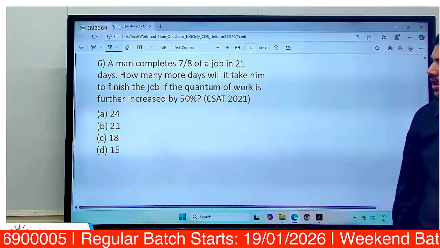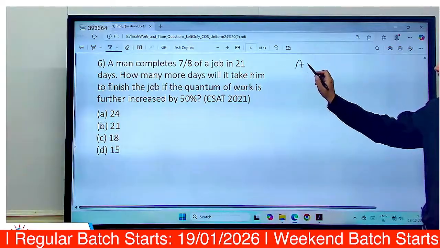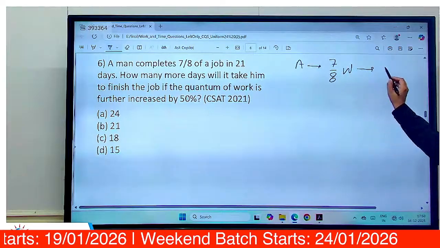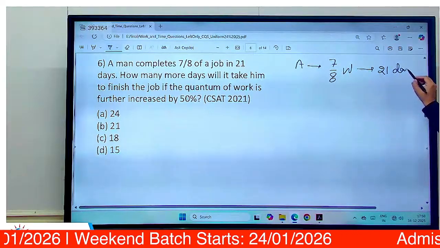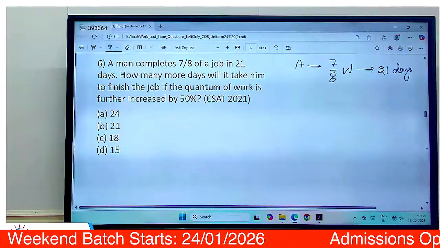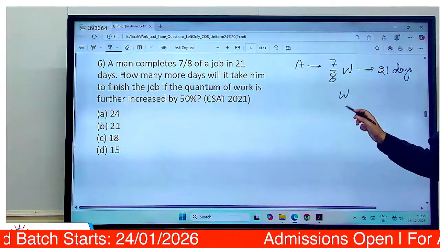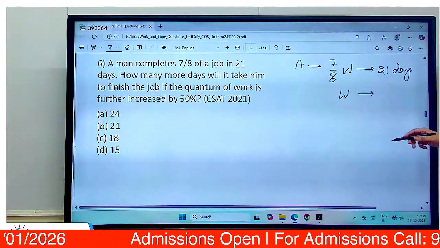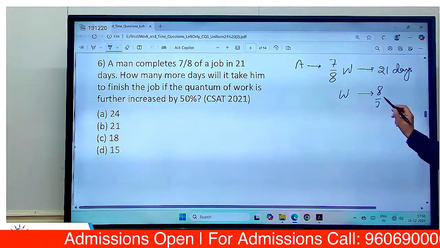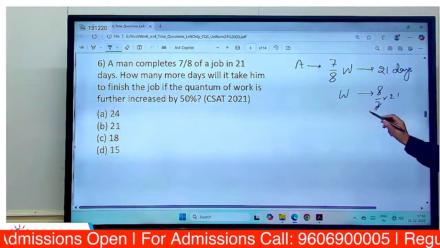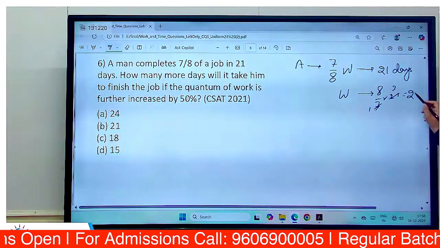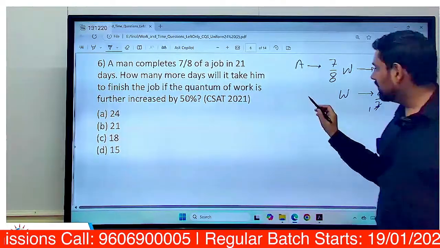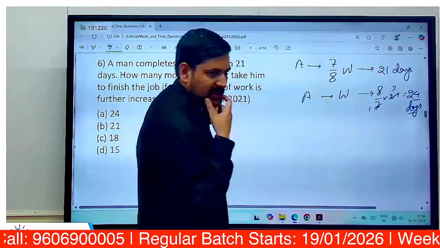Okay, let's say it is saying that A completes 7 by 8 of the work in 21 days. Then A completes W, the complete work, in how many days? 8 by 7 into 21. One time, 3 times. So basically 24 days. This is fine. So A completes the entire work in 24 days.